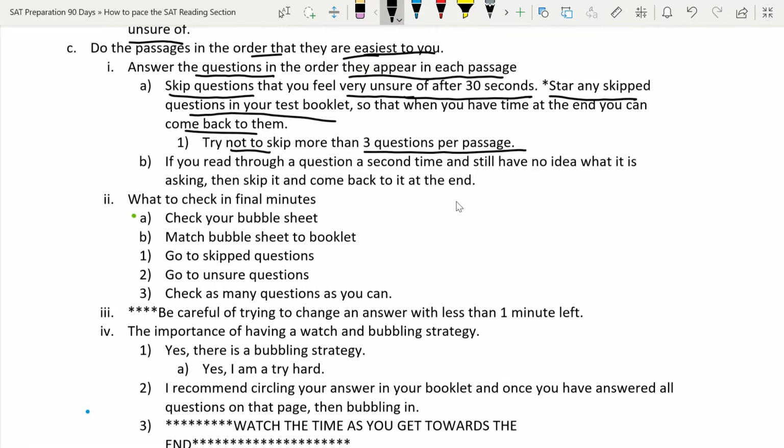If you read through a question a second time and you still don't know what it's asking, you're going to want to skip that one, because it's going to be tough for you to figure it out if you haven't figured it out after two read-throughs of it. So skip it, star it, come back to it at the end.